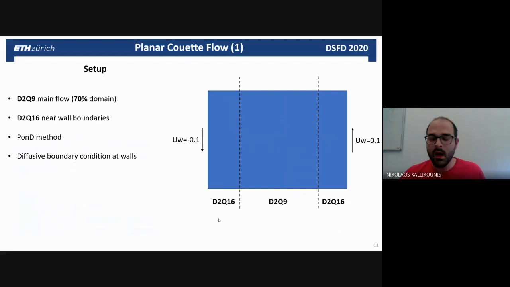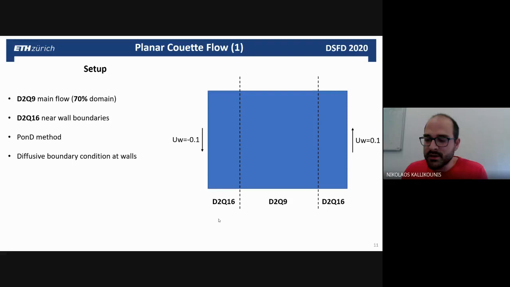Now we switch to the two simulations where we are using the co-moving reference frame with the pond method. The first setup is a planar Couette flow with finite Knudsen number, such that non-equilibrium effects on the flow become important. The setup consists of two walls moving in opposite directions with the same speed.